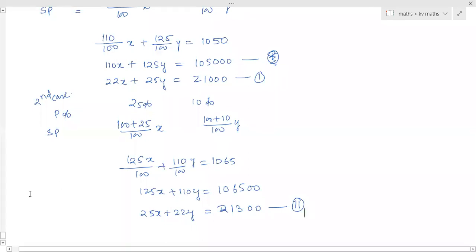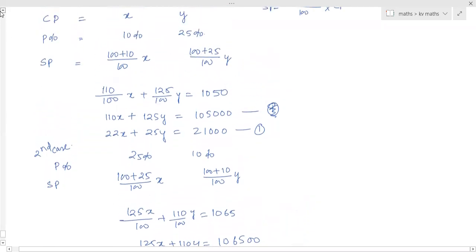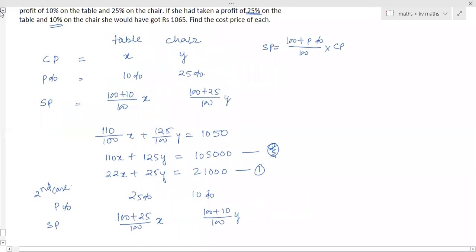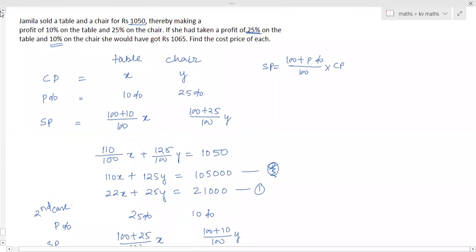Okay. This is an important question, a very important question. And this is actually a question from the exemplar. Yes, Akshay, right answer.